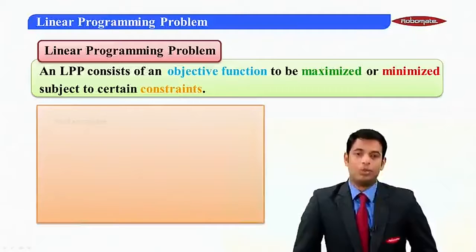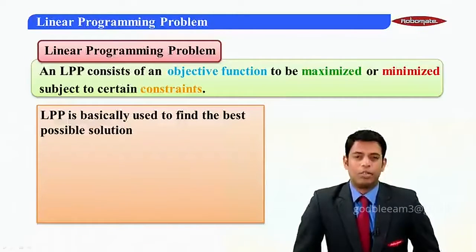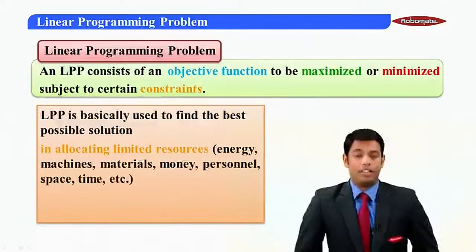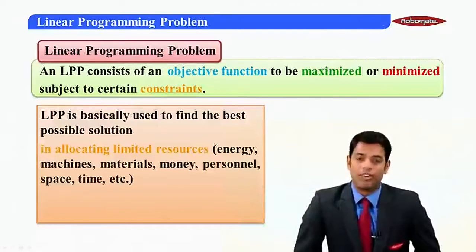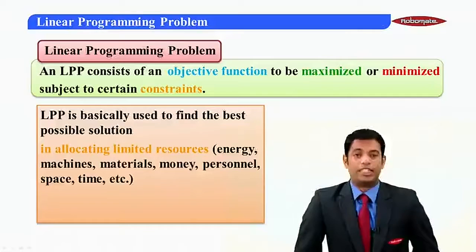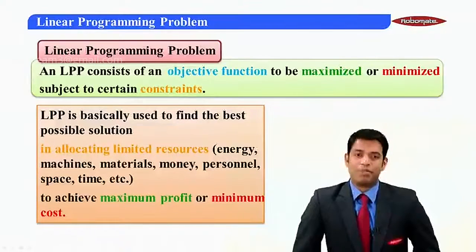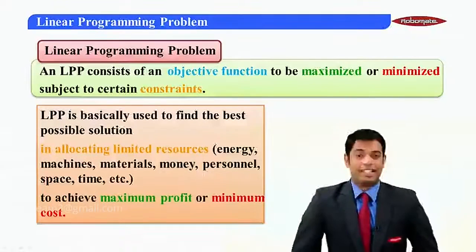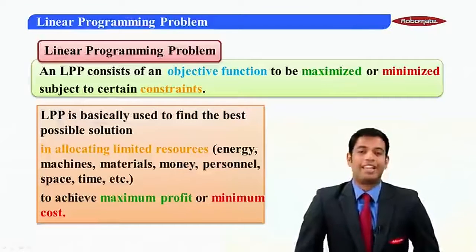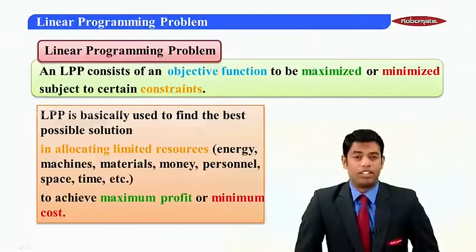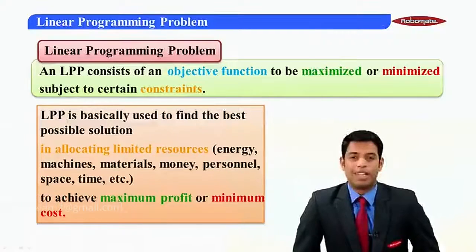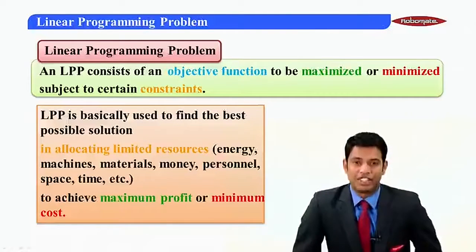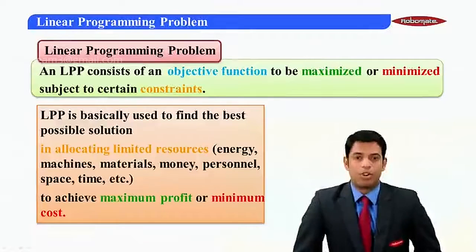So LPP is used to find the best possible solution while allocating limited resources with the company, which we have already seen, that is time, money, persons or manpower, etc., in order to achieve maximum profit or minimum cost. So this completes our module, and in this module we have studied what exactly an LPP is. Remember students, LPP basically consists of an objective function to be maximized or minimized subject to certain constraints. So this completes our module. Thank you.